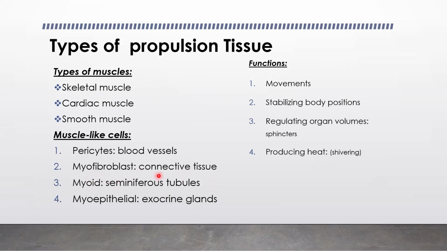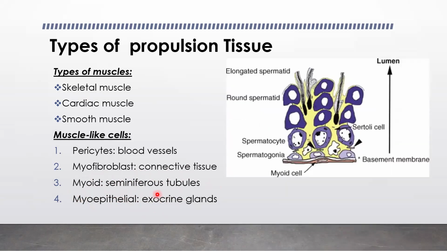releasing of mature sperms. You have the myoepithelial cells, which are actually found on the exocrine glands, at the beginning of the ducts, to allow the release of those exocrine secretions into the target organs through the ducts themselves. So here's an example of a myoid cell that is found in the testes, the seminiferous tubules.